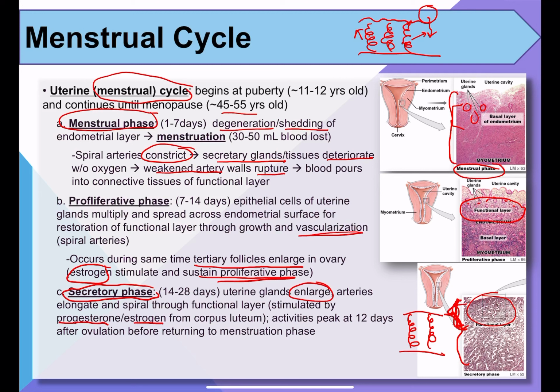This activity will peak around 12 days of the secretory phase, and if it senses that there's no fertilization, no implantation of the embryo, then it's just going to return back to your menstrual phase. Spiral arteries constrict, you have spasm of the muscles, everything starts to rupture, blood pours out, and then everything is secreted along with the unfertilized egg out as menstrual fluid.